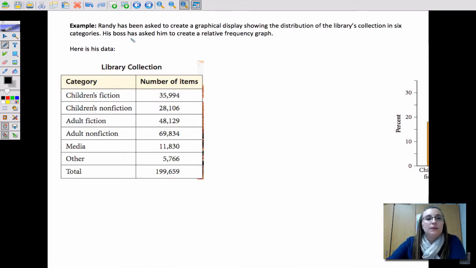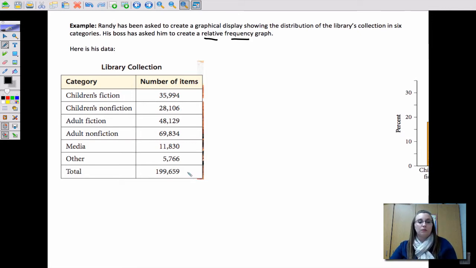Okay, so we're going to use this example of the library collection. What we're going to do is create a relative frequency graph of the library's collection. We're going to do a bar graph first, and then I'll show you a circle graph. So the first thing you need to do is convert each of these numbers into a percent of the total.